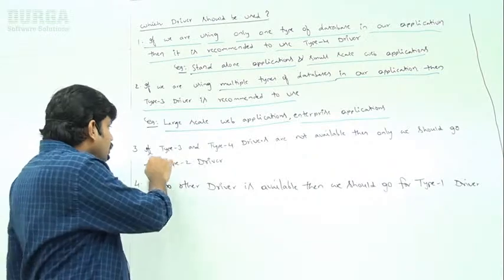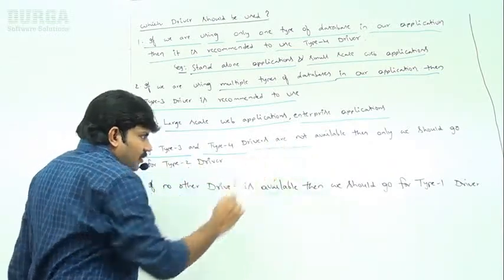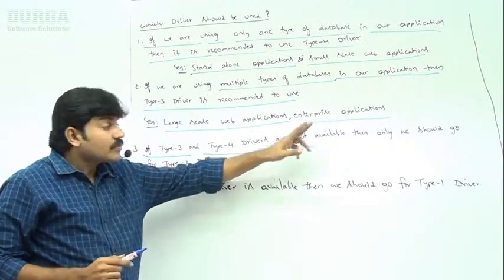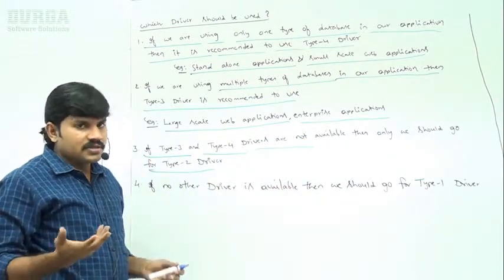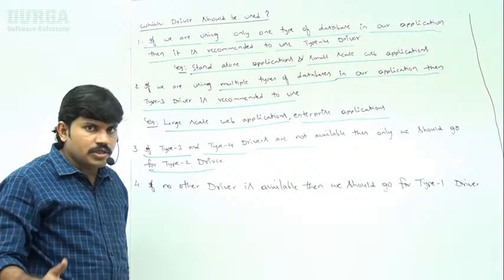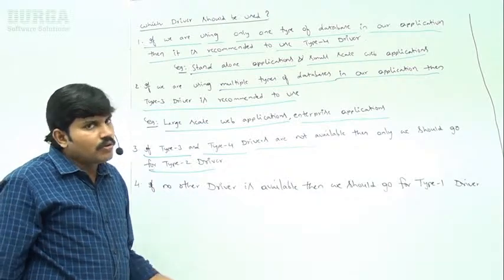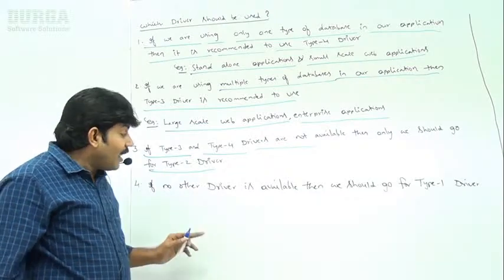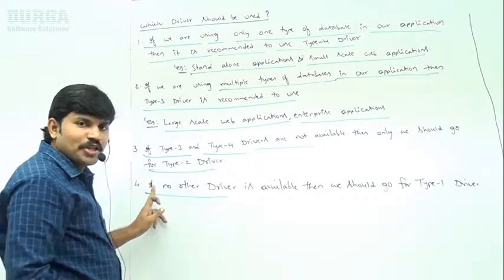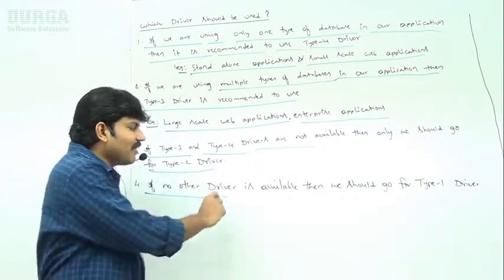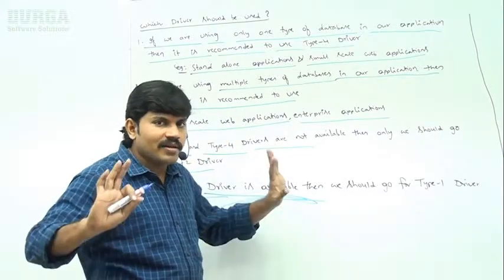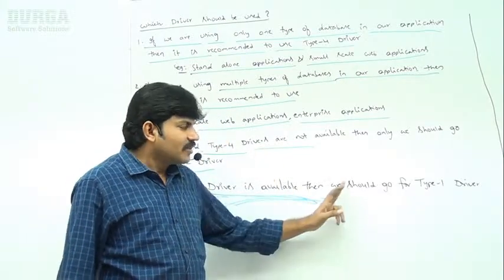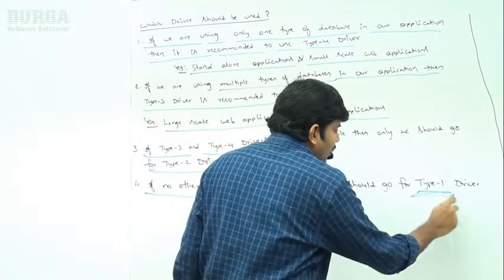Next, if type 3 and type 4 drivers are not available, then only we should go for a type 2 driver. So if type 3 support is not there and type 4 support is not there, then obviously we should go for type 2 only. Then the last one, have you observed? If no other driver is available, then we should go for a type 1 driver.